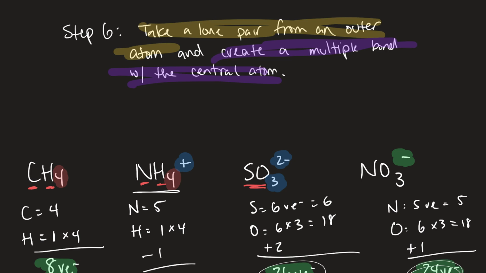Step 5, you want to make sure the central atom actually has an octet, a full octet. If it has a full octet, then you're done. But if not, then step 6, you will make multiple bonds between an adjacent atom and the center atom. Okay, so this is how you draw Lewis structures.